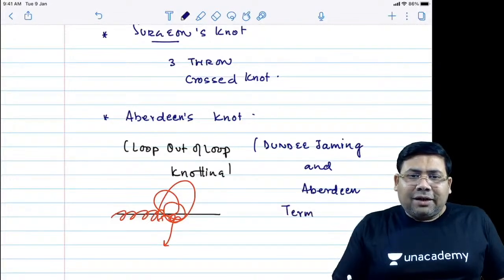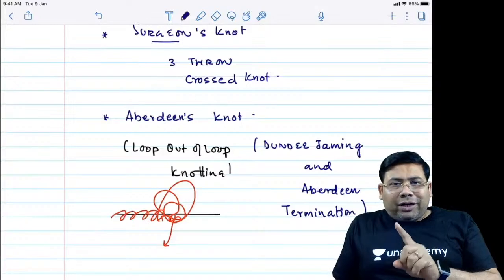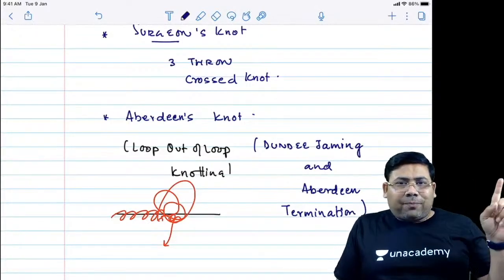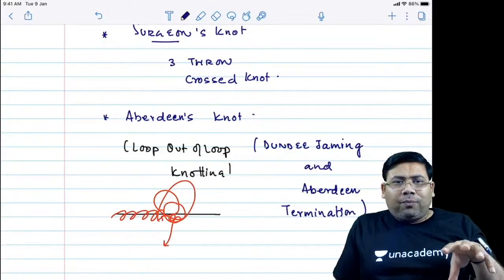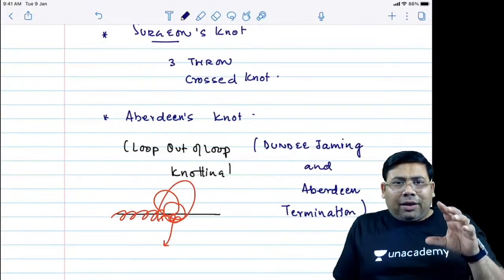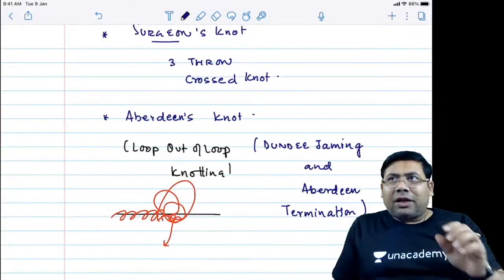Why is this known as Dundee jamming and Aberdeen termination? This knot technique was devised in Scotland. And in Scotland, if you see, Dundee is the northernmost tip. So we start with Dundee jamming. That loop out of loop part is Dundee jamming. And Aberdeen termination. What is Aberdeen termination? Yes, you will take the knot out of this.